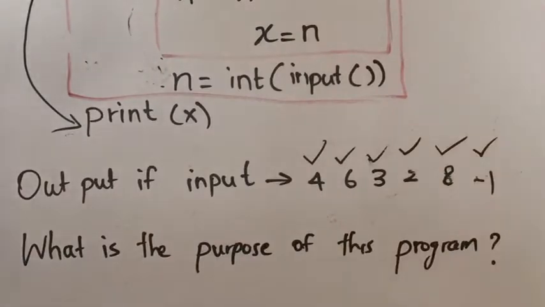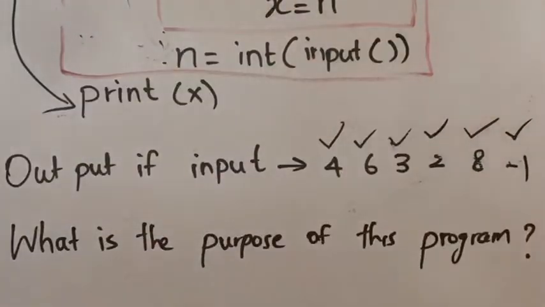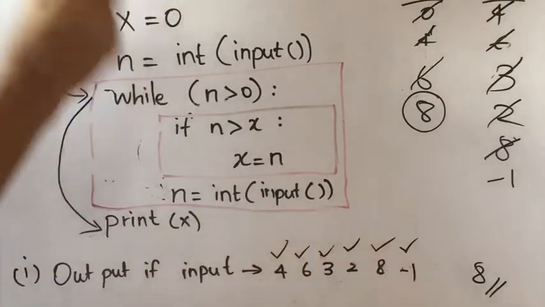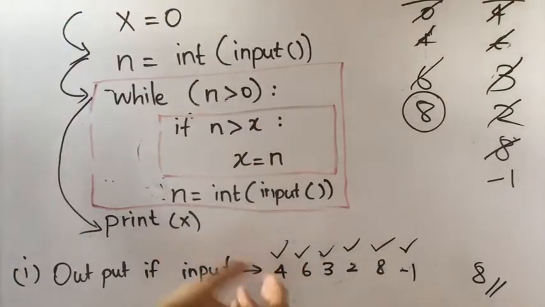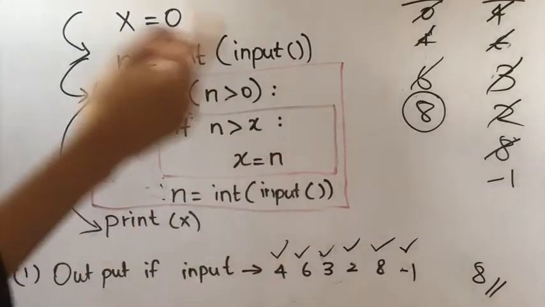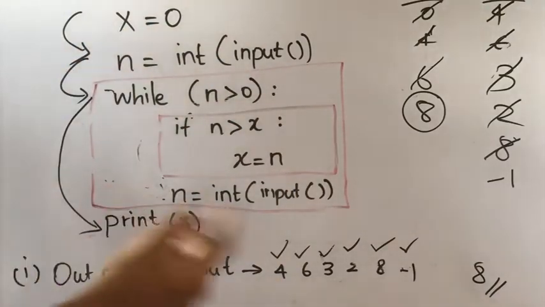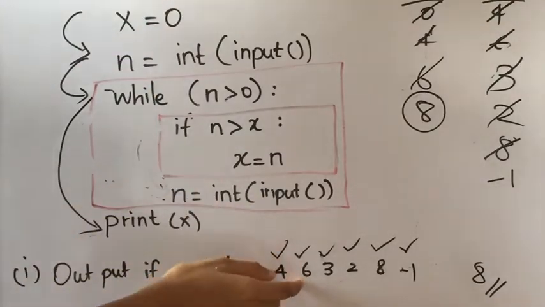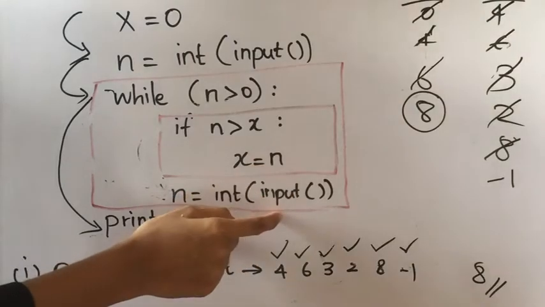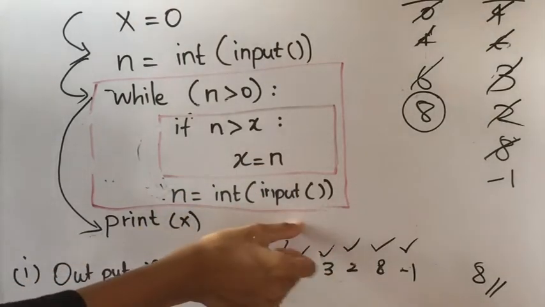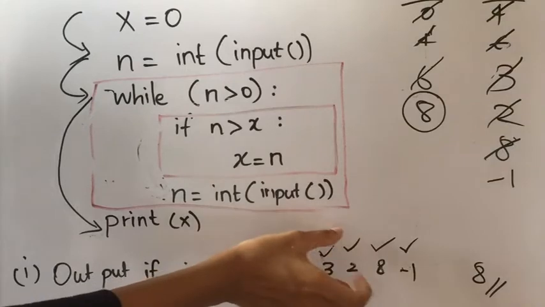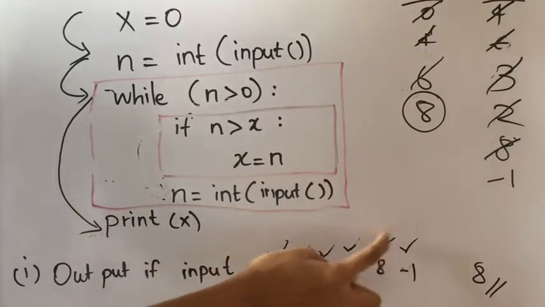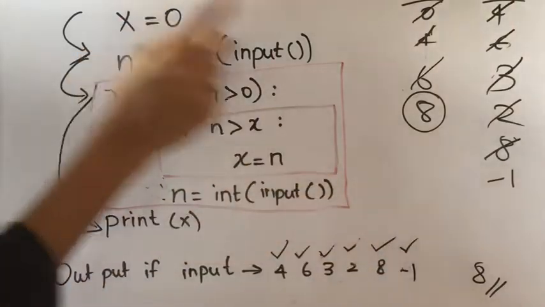Okay, now the question is, what is the purpose of this program? These are the inputs. We are comparing each input with x, and if the input is larger than x, we are replacing x by the input. Like 4 is larger than 0, so 4 is getting assigned. Then 4 and 6, 6 is greater, so 6 is getting assigned to x. Now 6 and 3, still 6 is greater. Going to the next line, 6 and 2, still 6 is greater. Then the next line, 6 and 8. So 8 is greater, so 8 is getting assigned to x.